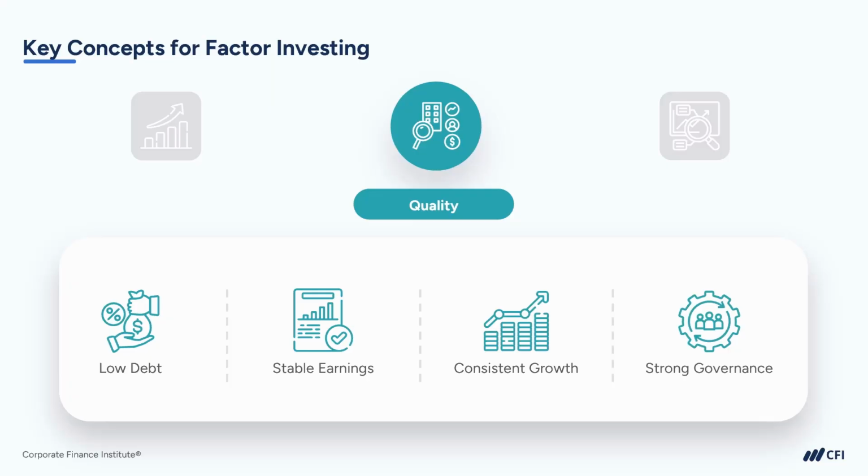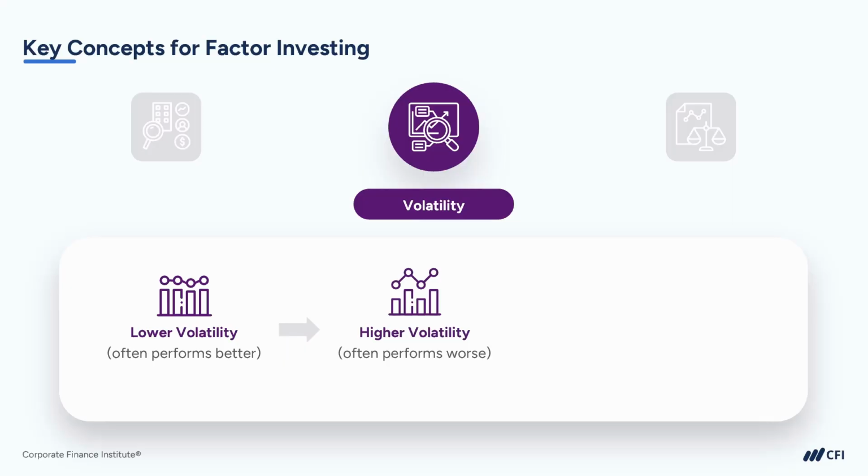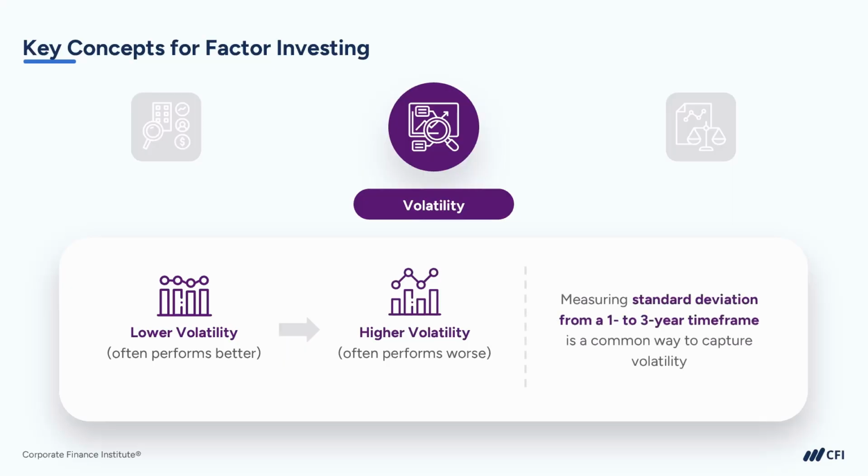And last, but definitely not least, is volatility. Often, we see that stocks with lower volatility outperform companies with higher volatility. Measuring standard deviation from a 1 to 3 year time frame is a common way to capture volatility and include it in a factor model.